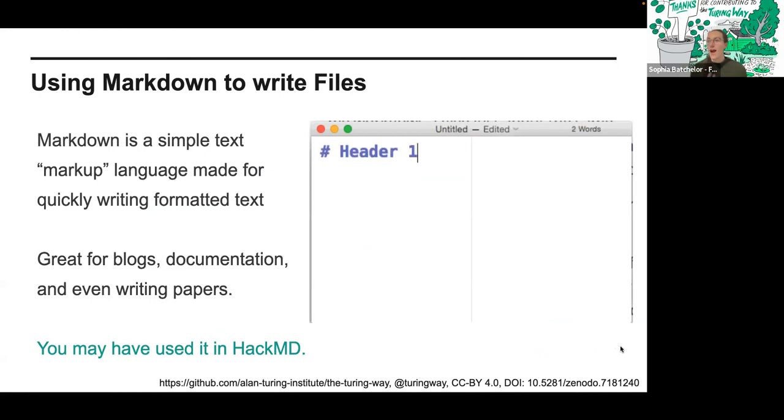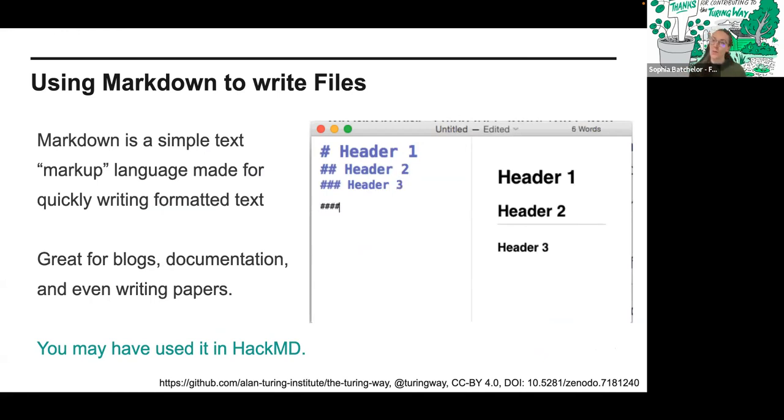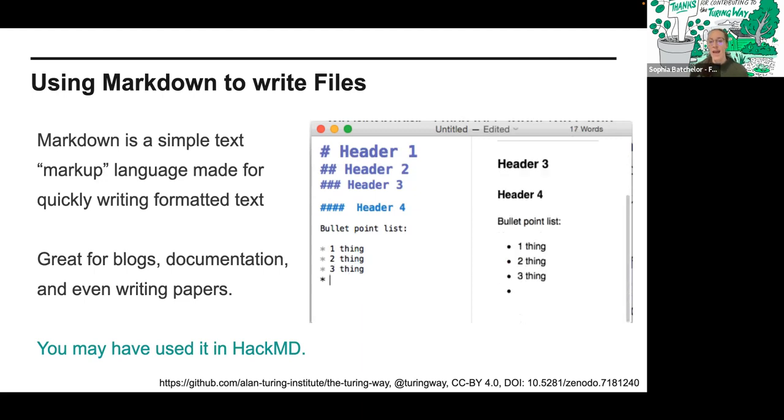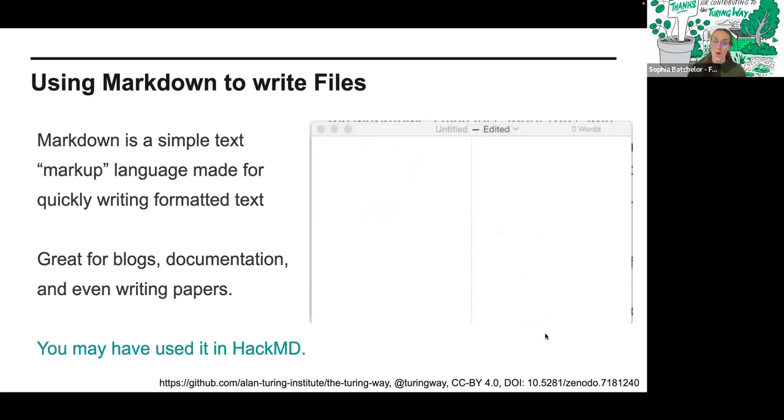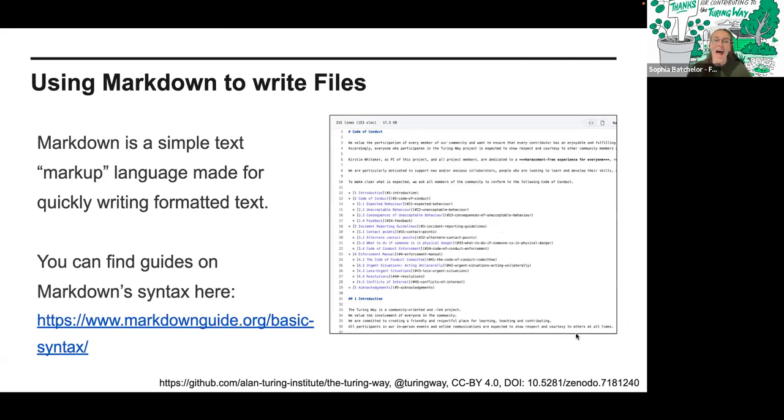So the next piece is, what do files look like? You can upload almost any file type to GitHub, but when we're writing documents or writing something such as the Turing Way, which is a book, we do it in a language called Markdown. Markdown is a simple text markup language to quickly format text. As you can see, you create headings using hashtags and bullet points using asterisks or dashes. Markdown is really useful for blogs and documentation. You can write academic papers in it. There's also a guide on Markdown's official documentation website about the syntax, as when you first see Markdown, it can be occasionally overwhelming, as that's what it looks like. But once you wrap your head around it, it's just like writing in any other text editor, such as Word, Google Docs, or VS Code.